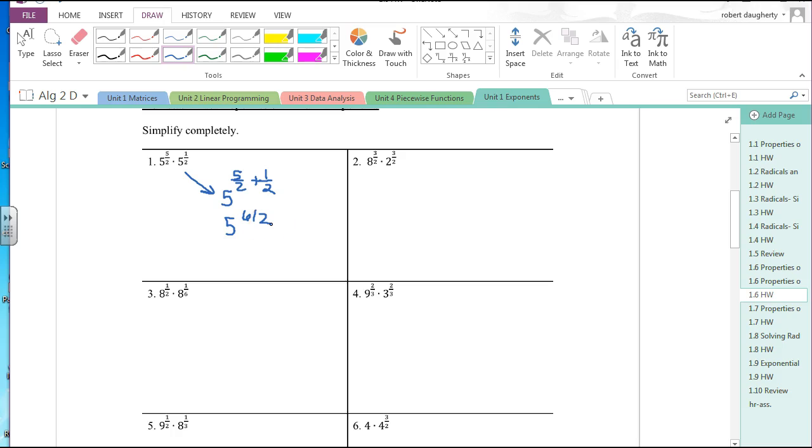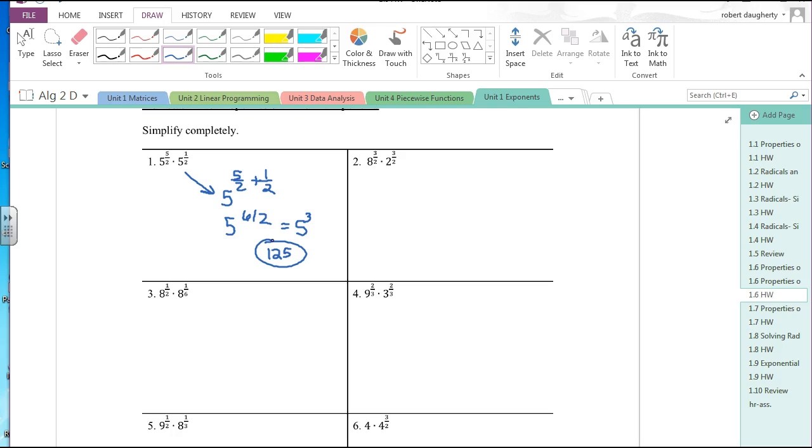What's another word for 6 halves? 3. This is 5 cubed. What's 5 cubed? That is 125, okay? Now, another way to have done this problem, I could convert it to radicals.